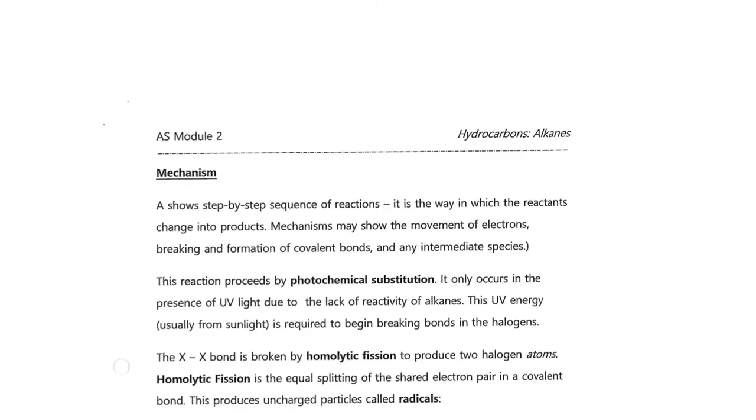mechanism. Mechanisms are something that you'll meet right throughout your experience of organic chemistry, both in AS and A2. Mechanisms simply show a step-by-step sequence of reactions, and they show the movement of electrons in a reaction. Movement of electrons is shown by an arrow, and there are two different types of arrow that we use in our mechanisms, and let me show you those now.